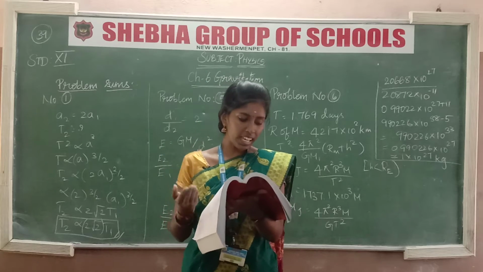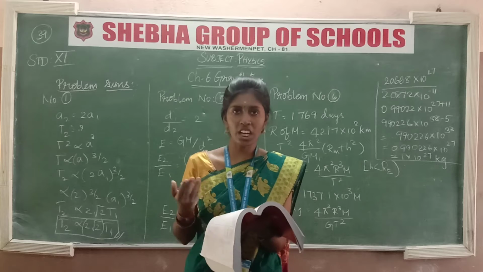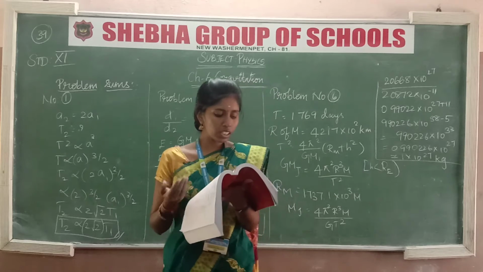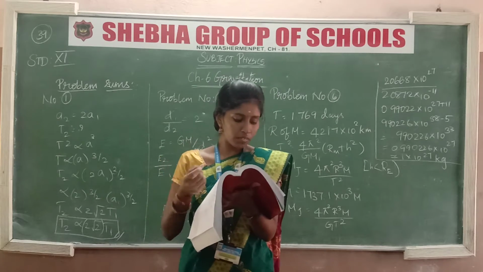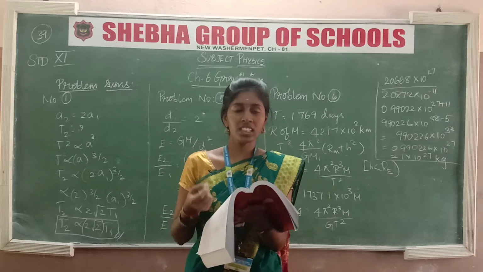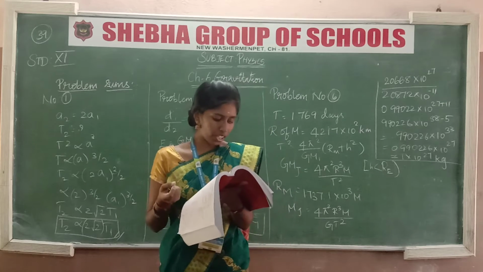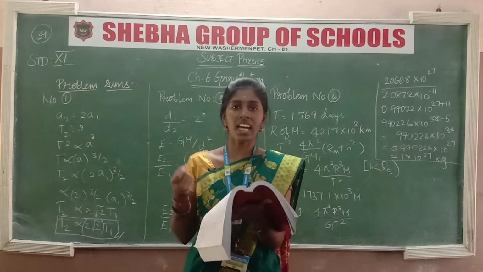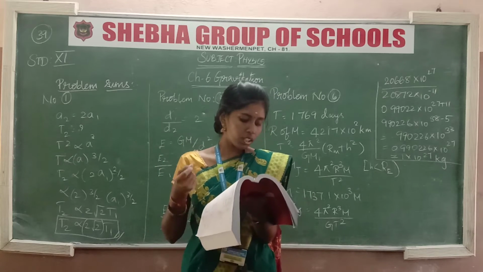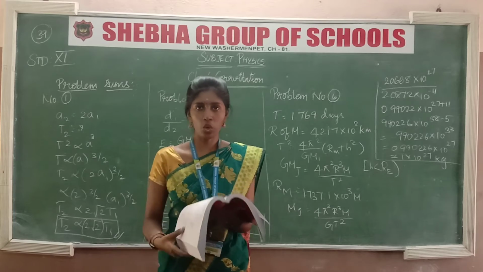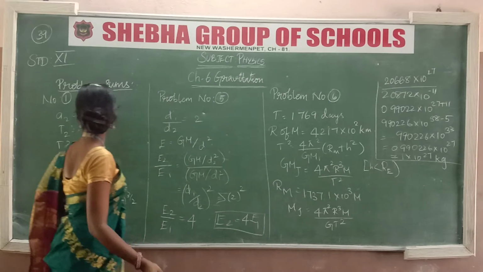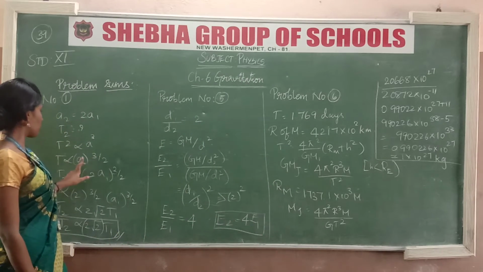So it's taken as A. A is the acceleration, so we take A cube. So A2 is equal to 2A1, it will be given. So T square, the time period, will be calculated. To find out the T square, the formula is T square is directly proportional to A cube. So we consider T square is directly proportional to A cube.